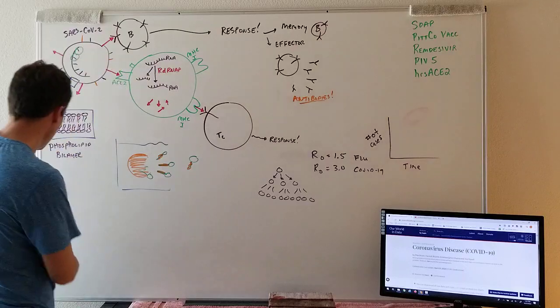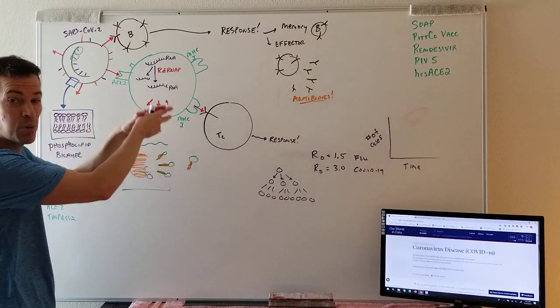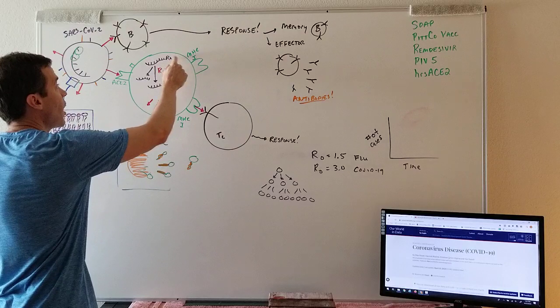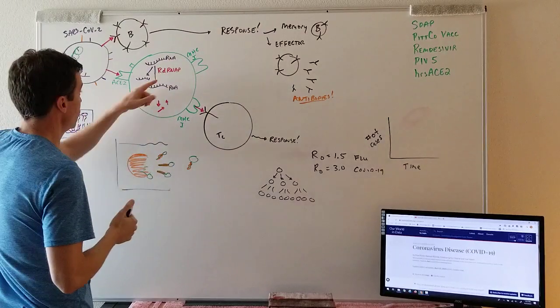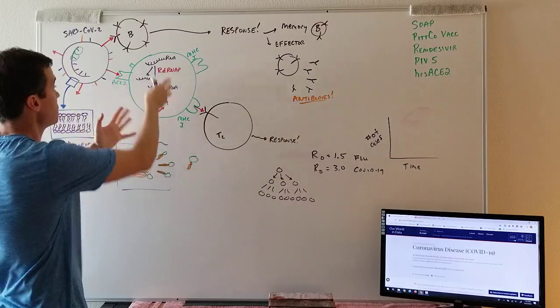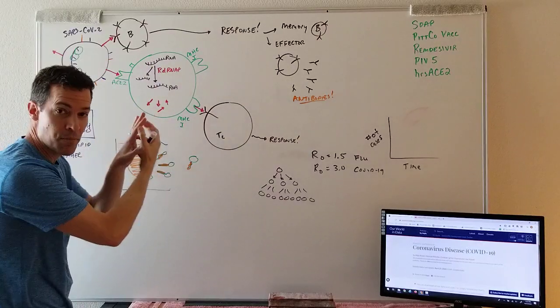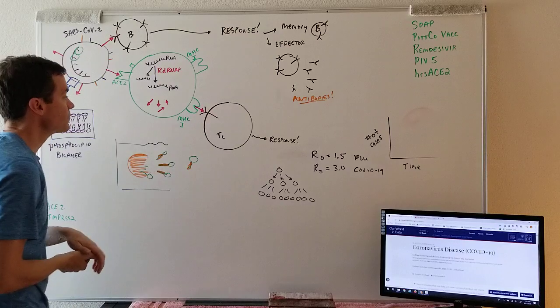And then with the help of TMPRSS2, it will then pull itself inside, start copying its RNA, and then this cell now becomes a virus factory. It'll start making its own spike proteins and making the RNA, and it'll start like manufacturing the virus.